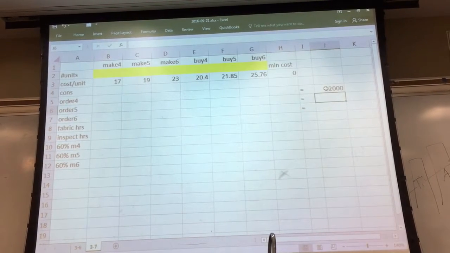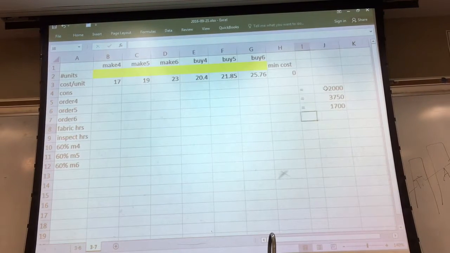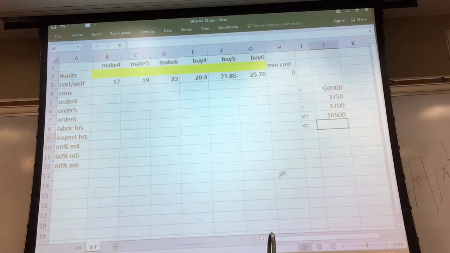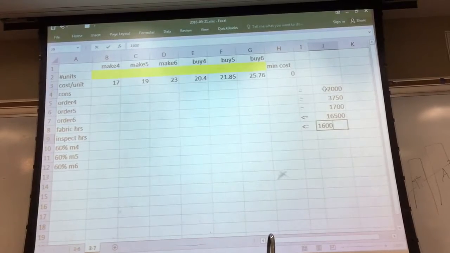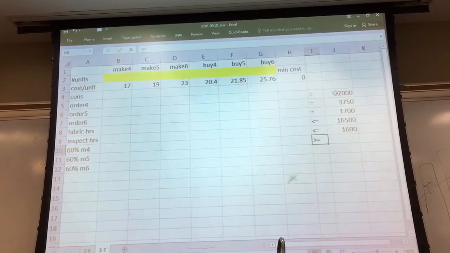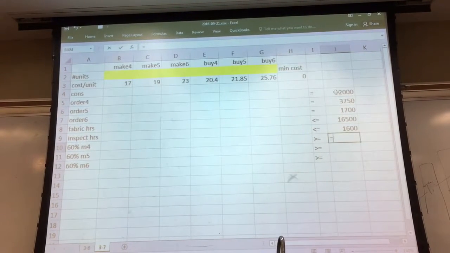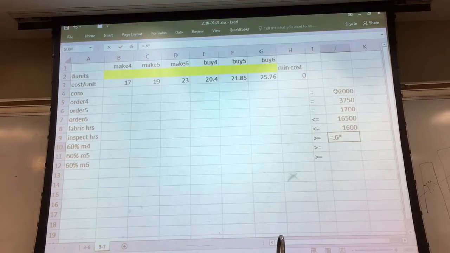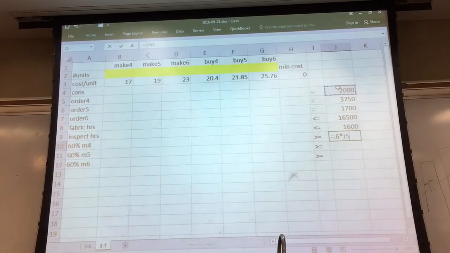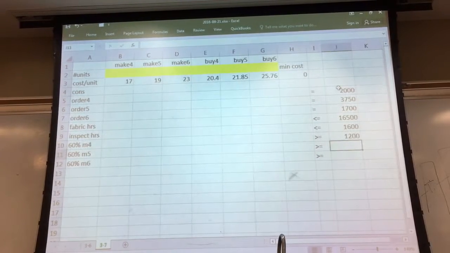This is 2,000, this is 3,750, this is how much? 1,700. This is less than or equal to 16,500. This is less than or equal to what? 1,600. Now this one is going to be greater than or equal. Now watch me, I'm going to do a little trick. I say equal 0.6 times 2,000. See I did that, J5? Yes or no? Now, that's 1,200.